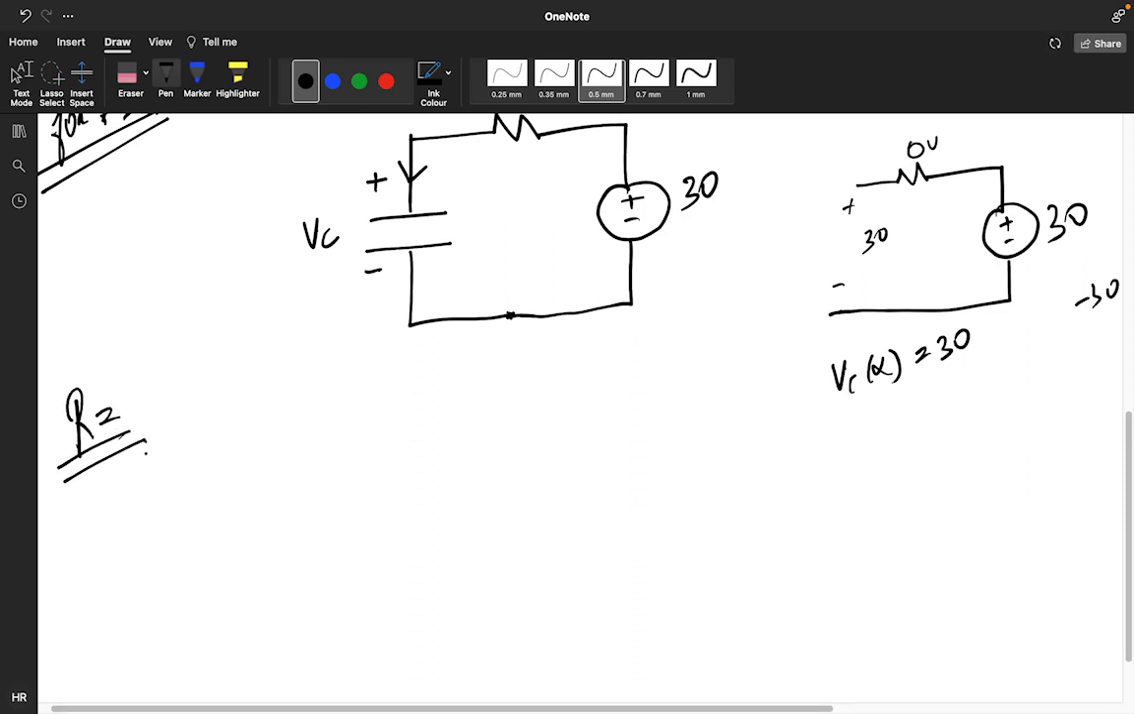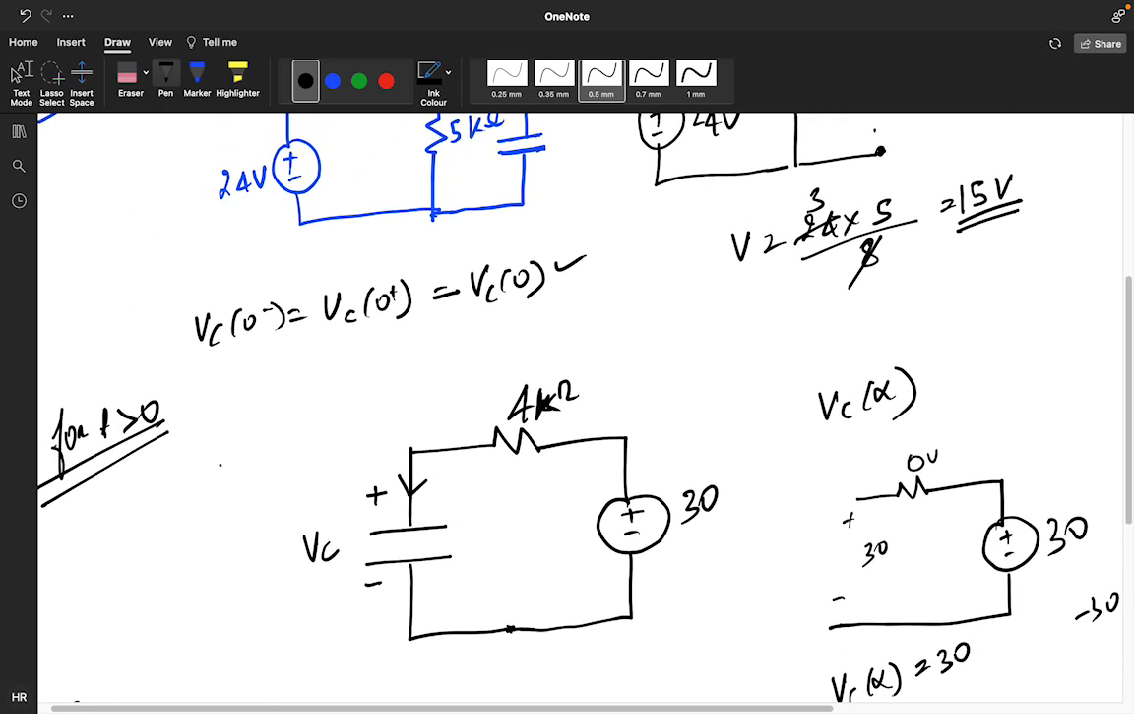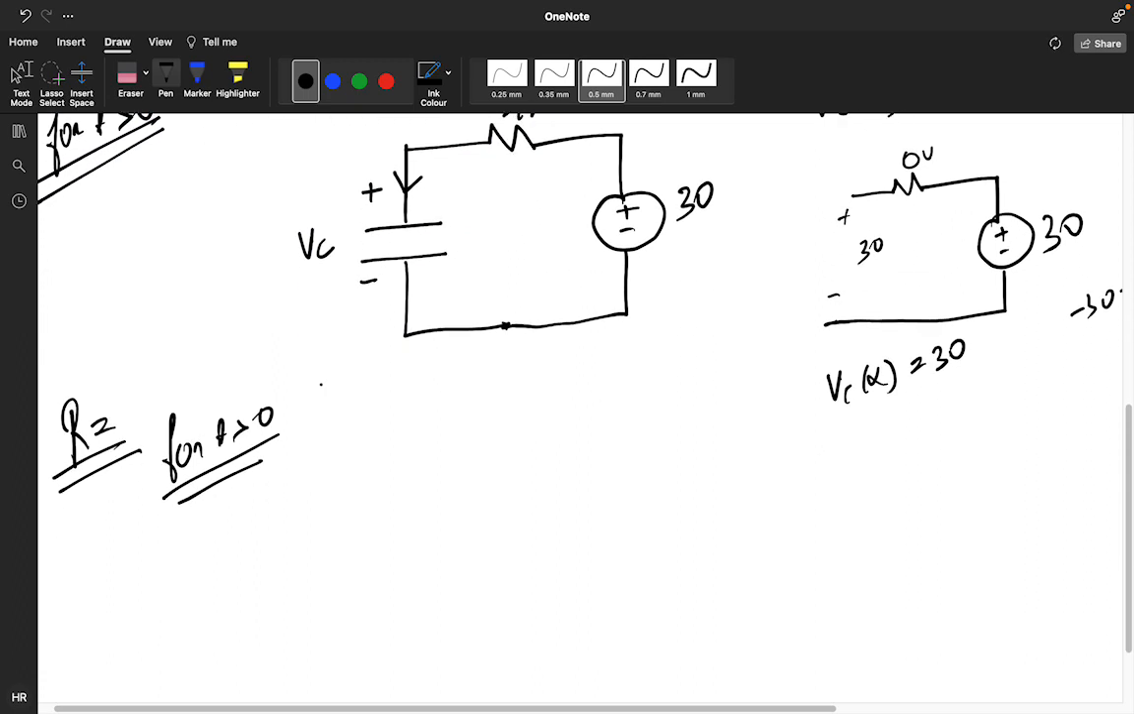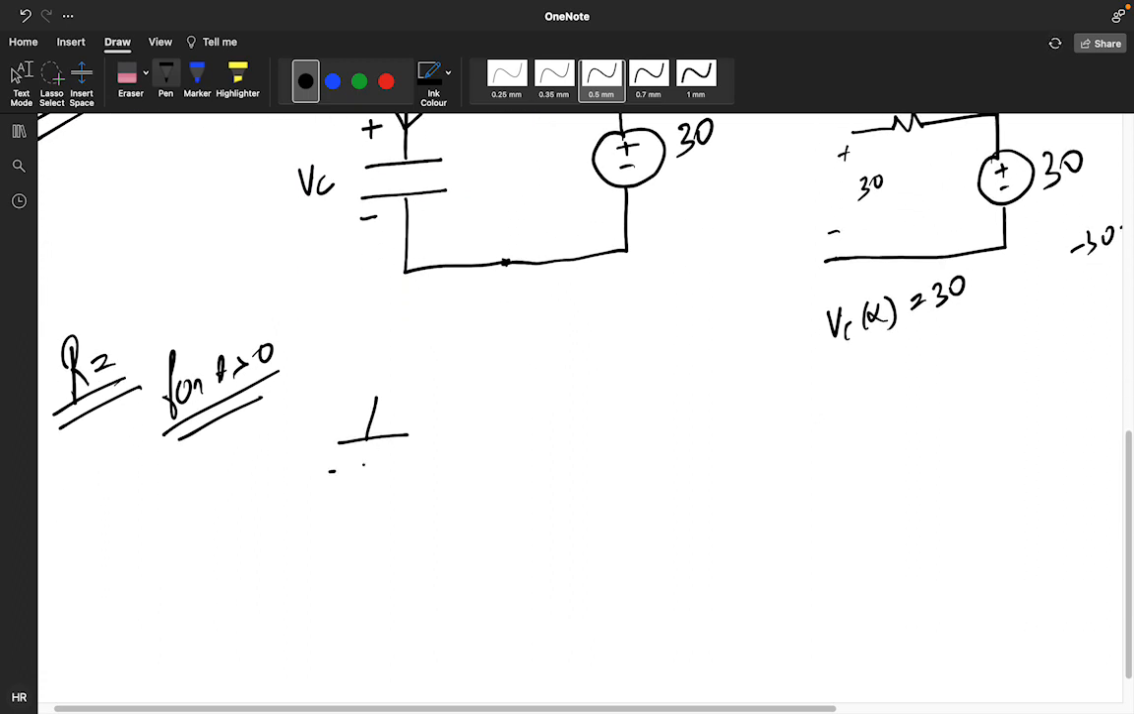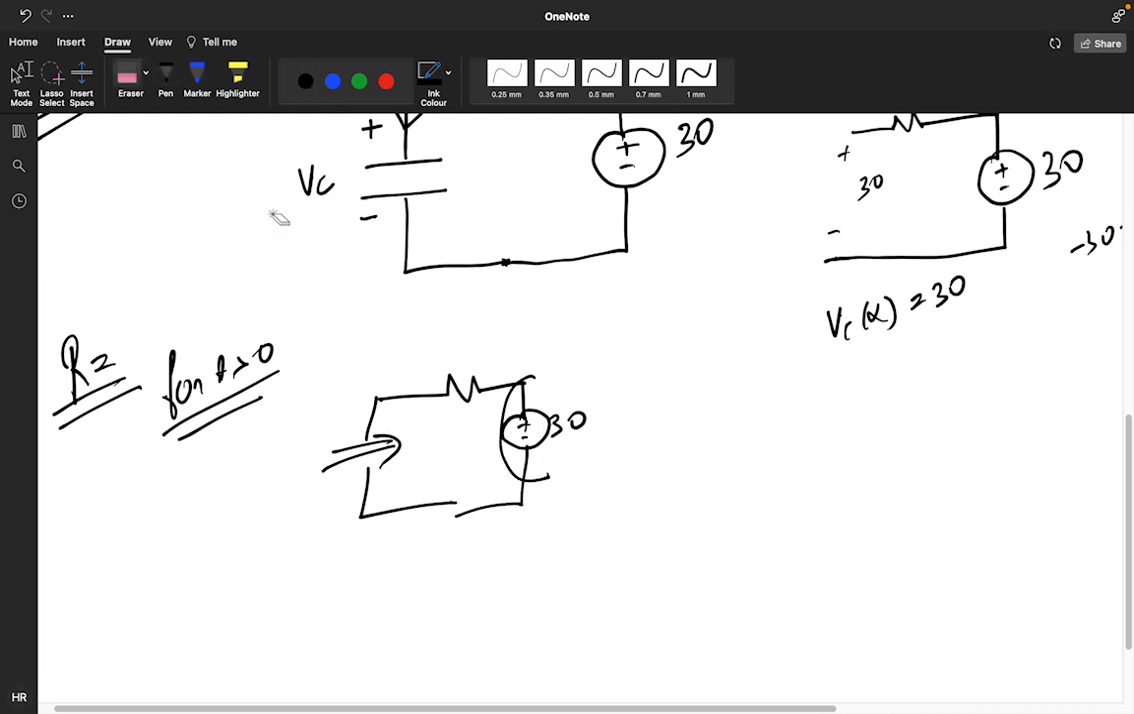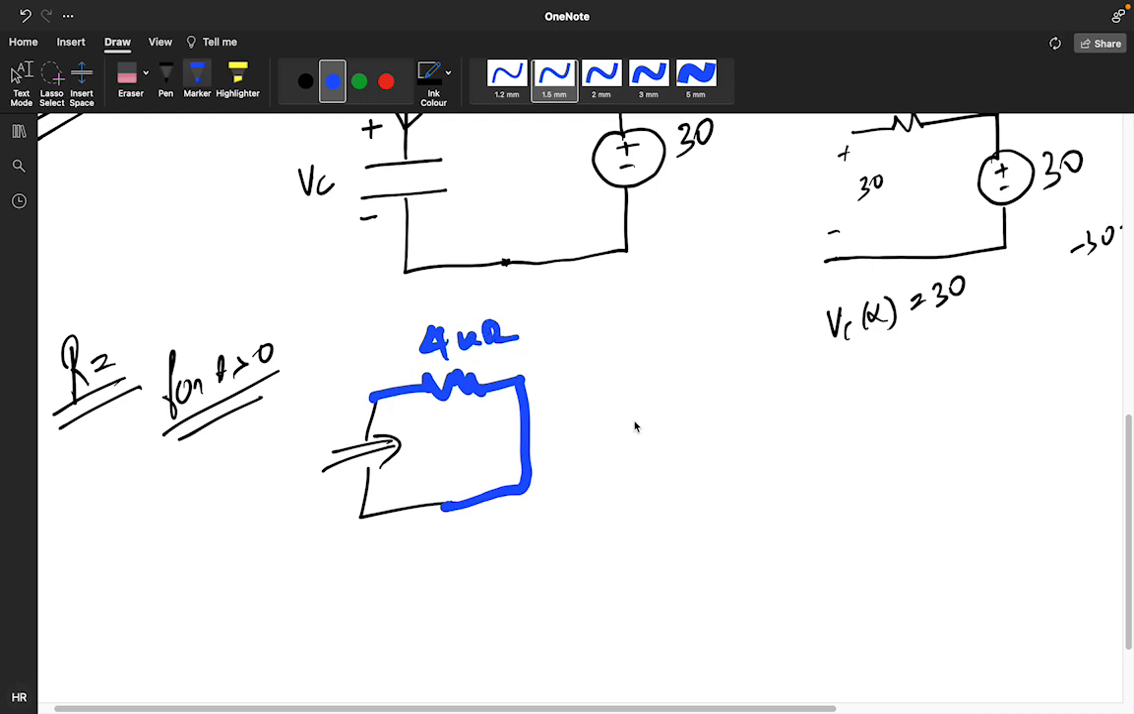For finding the R value, we have to see for t greater than 0. How is my circuit looking for t greater than 0? It's simple. This particular and this positive negative 30. So for finding the value of R, you need to remove this, and you have to watch it from here, and this will become short circuit because it's a voltage source. So you are getting 4 kilo ohm, means R equivalent is 4 kilo ohm.